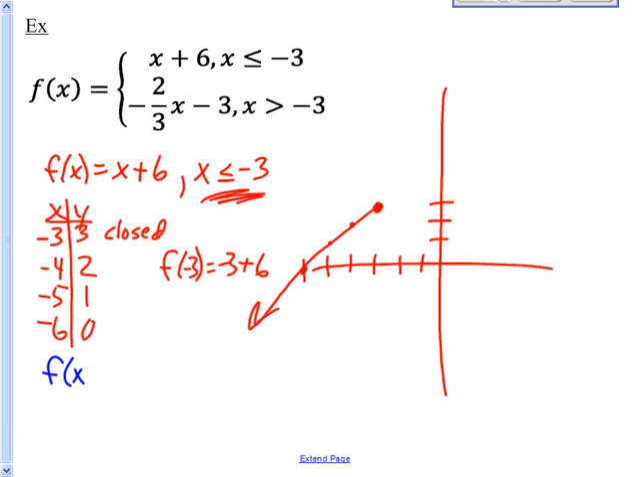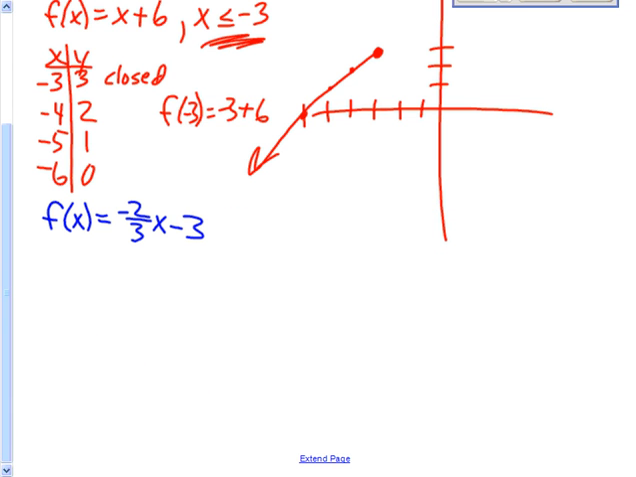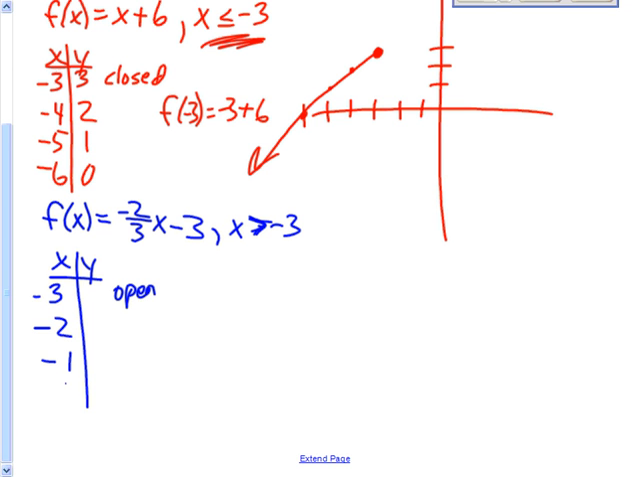Okay, now let's do the negative 2/3 x minus 3. So f of x, negative 2/3 x minus 3. Now this time we are greater than negative 3, so we're open right there, strictly greater than negative 3. So the next greater x values are negative 2, negative 1, 0. Pick a few nice points, if you will.